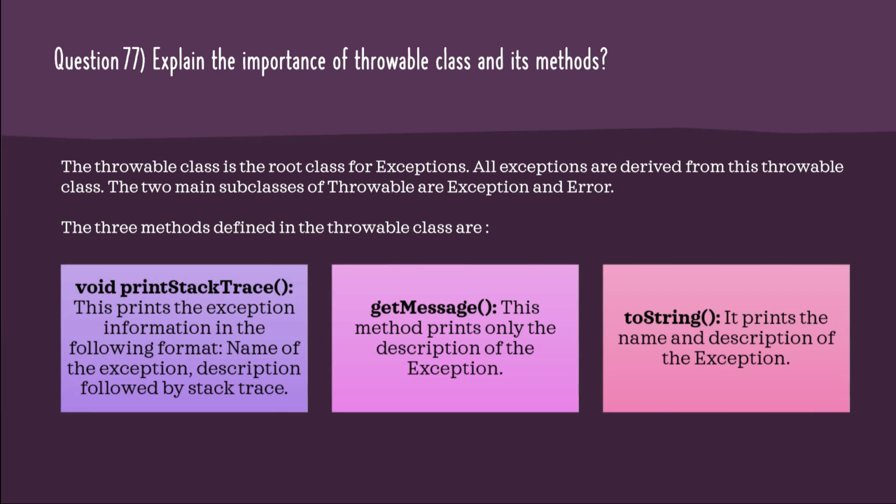Question 77. Explain the importance of the Throwable class and its methods. The Throwable class is the root class for exceptions. All exceptions are derived from this Throwable class. The two main subclasses of Throwable are Exception and Error. The three methods defined in the Throwable class are: 1. void printStackTrace. This prints the exception information in the following format: name of the exception, description, followed by stack trace. 2. getMessage. This method prints only the description of the exception. 3. toString. It prints the name and description of the exception.